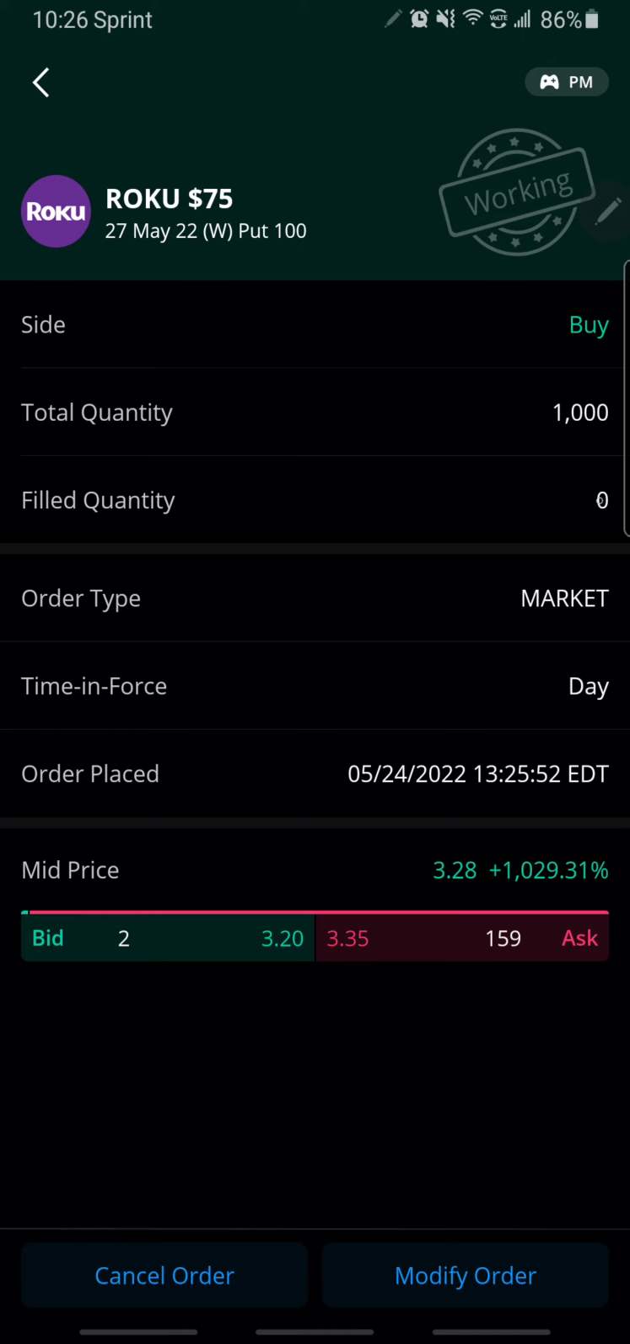I'm not sure if that's just a glitch or whatever, because it should just be instantaneous. Otherwise, the alternative to this, actually let's try to do that, the alternative will be just to put a limit order with the ask price. When you do that, you definitely get the order failed immediately. So let's try to cancel.